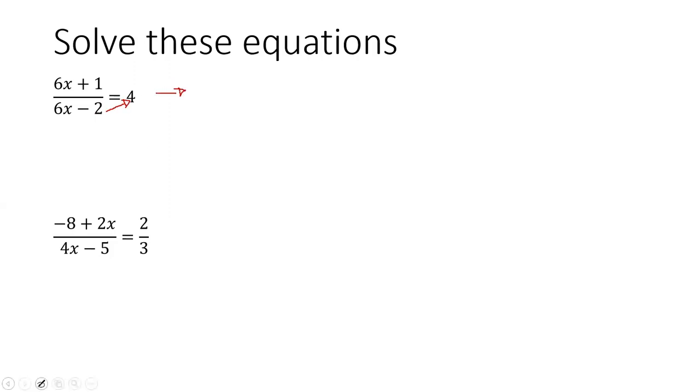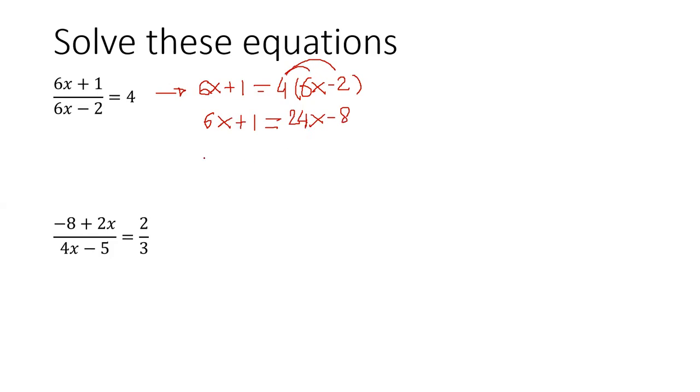So these equations gonna be 6x plus 1 equal 4 times 6x minus 2. So 6x plus 1 equal 4 times 6x, 24x. 4 times negative 2, negative 8. This is the important step.